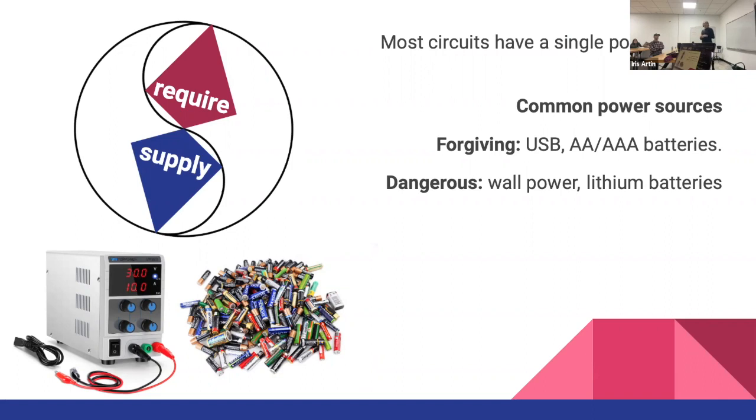Then the things that are dangerous, as you learn, are wall power, because it has high voltage and it can have high current. So you can get a lot of energy out of it, and it's really easy to start fires or to electrocute yourself.